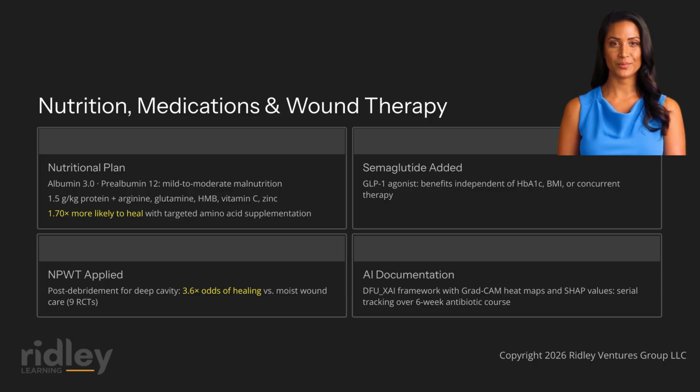This approach is supported by evidence that patients with low albumin of 40 grams per liter or below derive particular benefit from targeted amino acid supplementation, with patients 1.70 times more likely to heal compared with controls.